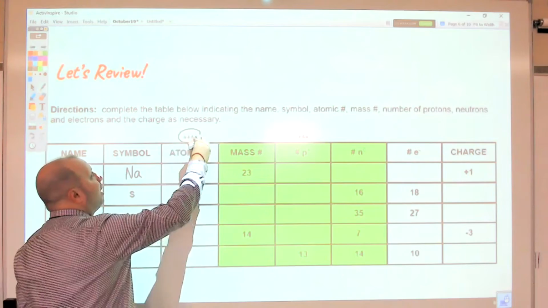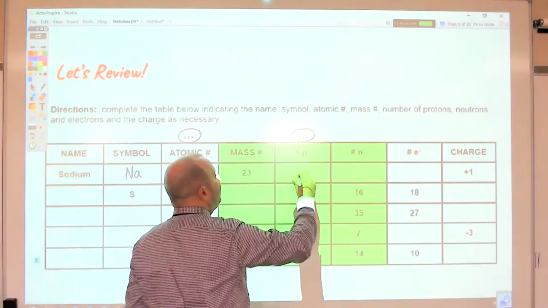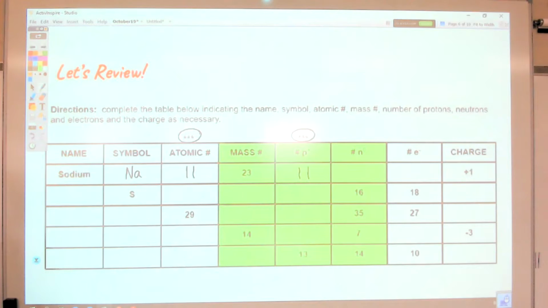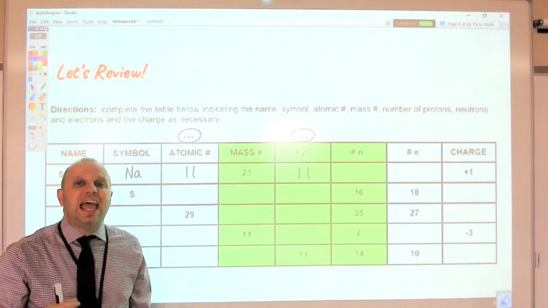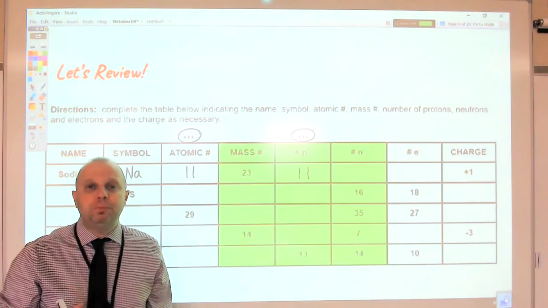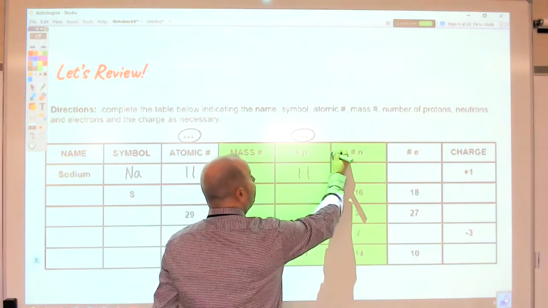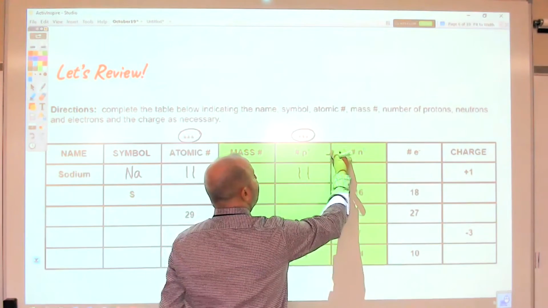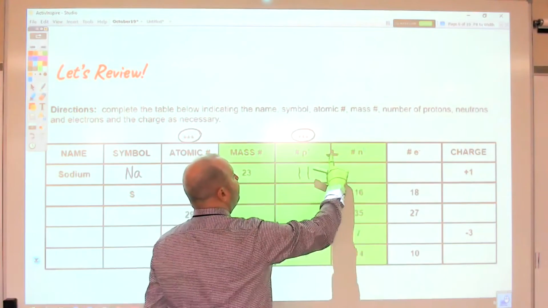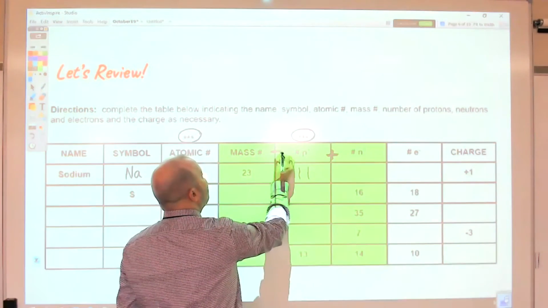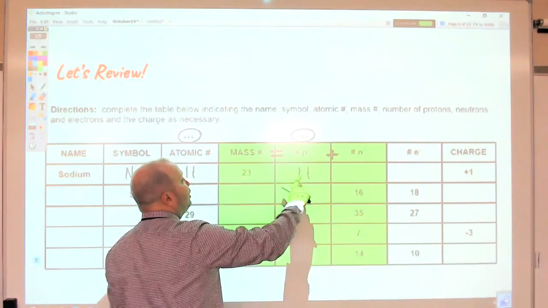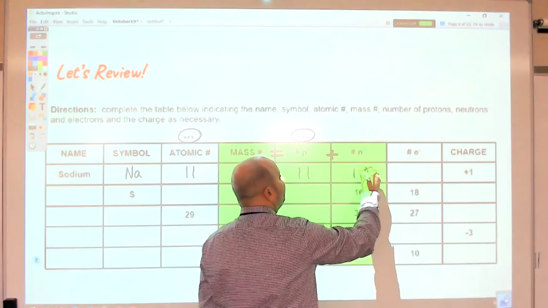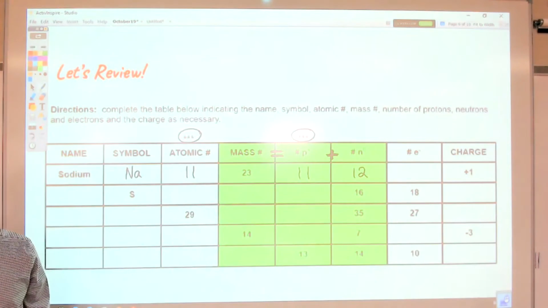Keep in mind, this column and this column will always be equal to each other. So I can also put an 11 in that space. I colored these three columns green for a reason. And what it's meant to do is help you to realize that protons plus neutrons equal the mass. So if I have a mass of 23 and 11 protons, I know that this has to be 12 neutrons.